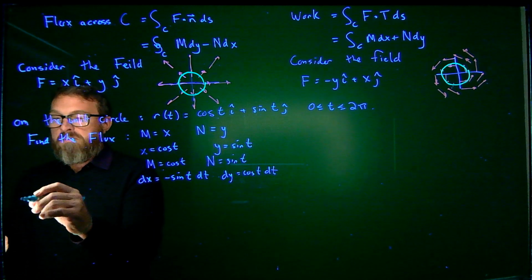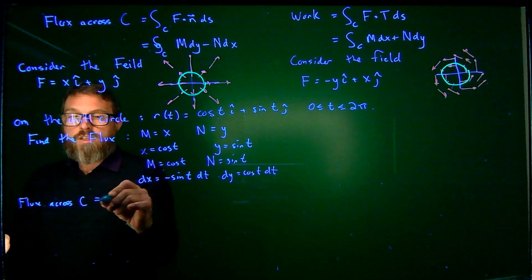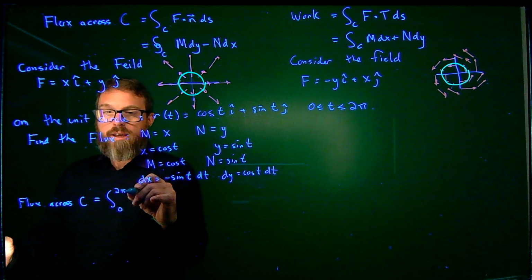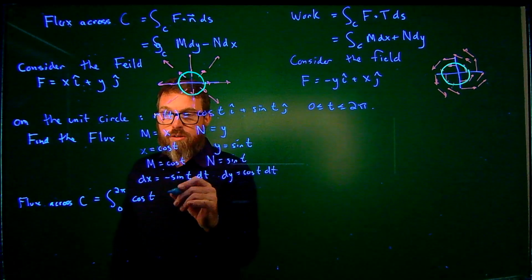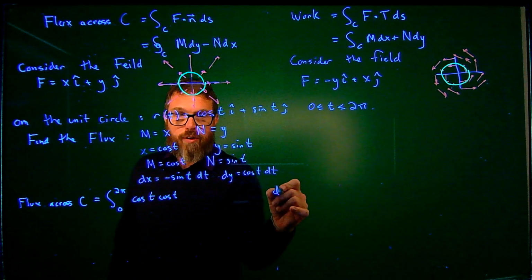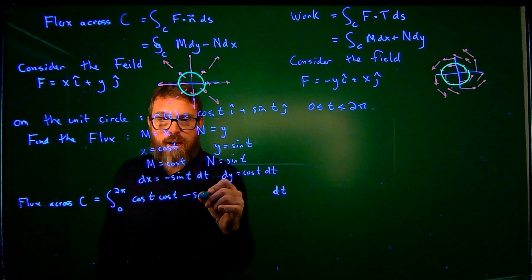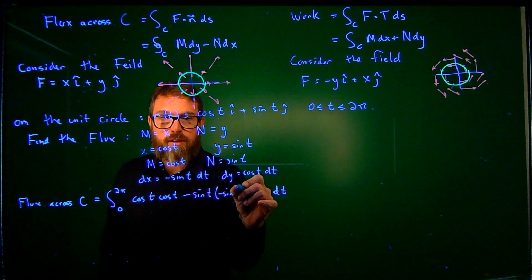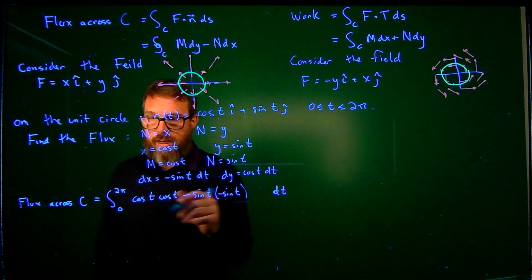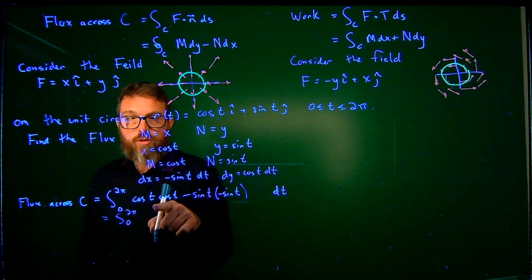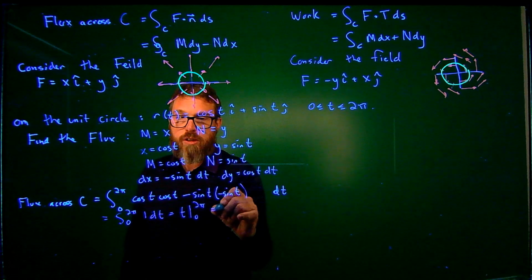So I know that the flux over C is going to be equal to the integral from 0 to 2 pi of, we know the flux is M dy, so M is the cosine of t, and dy is the cosine of t dt. Now I'm not going to put a dt over here, I'm going to put them all over here, I know that I can do that. Minus N, which is sine of t, times dx, which is minus sine of t dt. So what we get here is cosine squared of t plus sine squared of t, so this is the integral from 0 to 2 pi of cosine squared of t plus sine squared of t, that's the Pythagorean theorem, so this is 1 dt. So this is t evaluated from 0 to 2 pi, which is equal to 2 pi.